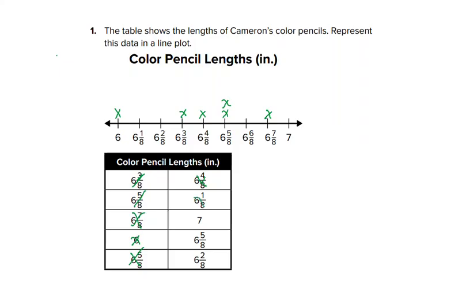6 1/8. That one goes right there. 7 inches long, that one's right there. That's going to be the longest pencil, isn't it? All right, 6 5/8. Oh, again. All right, and 6 2/8 right there. So the most common pencil length was 6 5/8. The longest pencil was 7 inches. The shortest pencil was 6 inches. Did I get this one? Yeah, I got that one right there. I forgot to cross it off. Okay, and there we've made a line plot graph to show all this data.